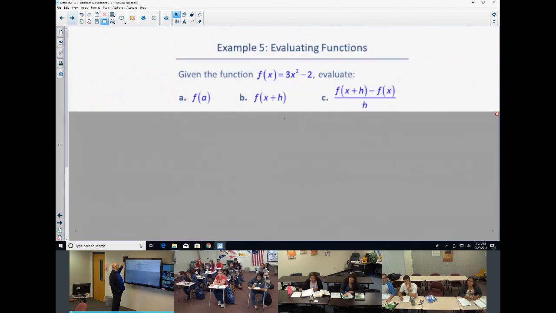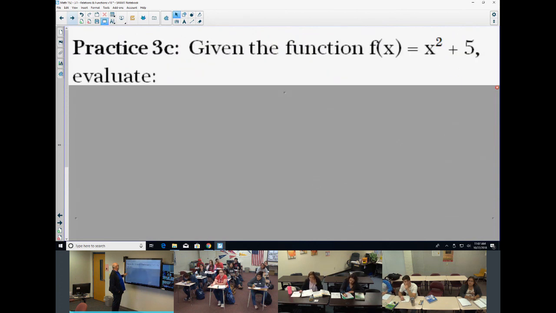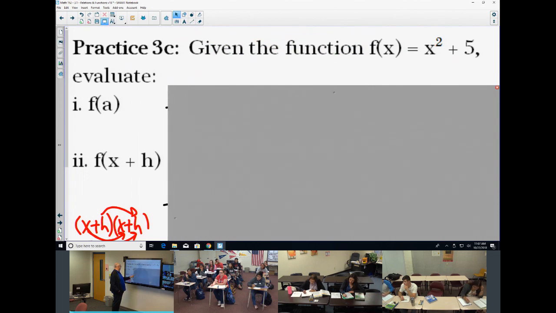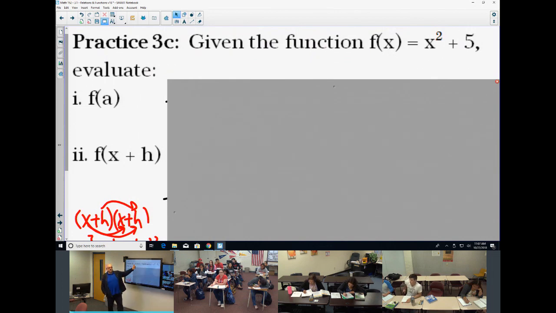Well, I'll go ahead and put them up there. Okay, so it's the same thing. It's just the function is different. Okay, the f of x. So then I want you to find the f of a, the f of x plus h, and then that same difference quotient, the f of x plus h minus the f of x over h. But it's just the function is different from the example.